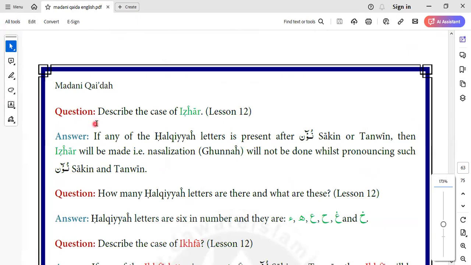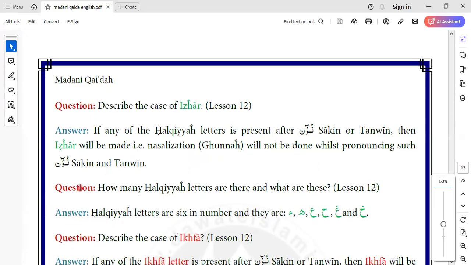Question: describe the case of izhar. Answer: if any of the halqiyah letters is present after noon sakin or tanween, then izhar will be made. That is, nasalization, ghunnah, will not be done whilst pronouncing such noon sakin and tanween. Question: how many halqiyah letters are there and what are these? Answer: halqiyah letters are six in number and they are Hamza, Ha, Ain, Ha, Ghain and Kha.